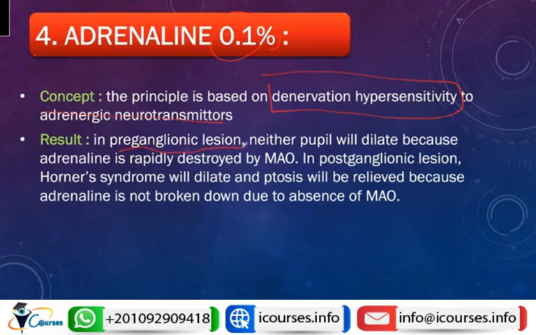If there is a preganglionic lesion, the pupil will not dilate, because the adrenaline is rapidly destroyed by the monoamine oxidase enzyme. But in the postganglionic lesion, there is a denervation hypersensitivity. That's why the ptosis will be relieved, because the adrenaline is not broken down, due to the absence of monoamine oxidase.